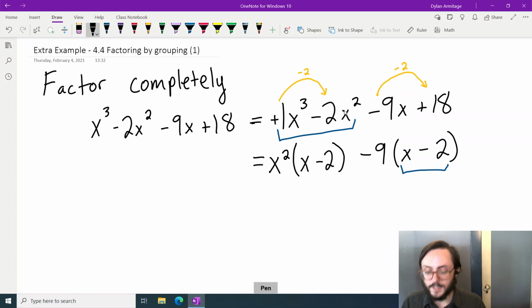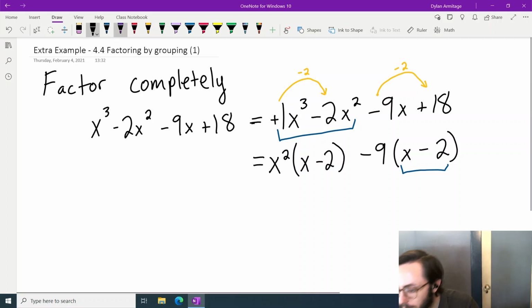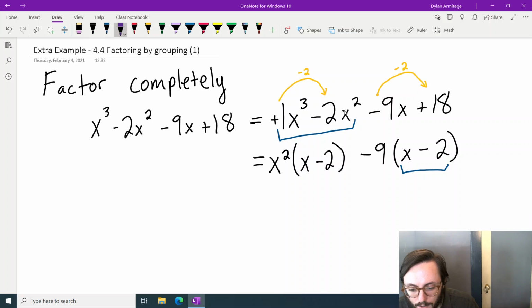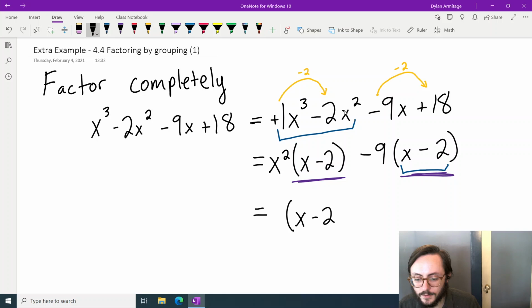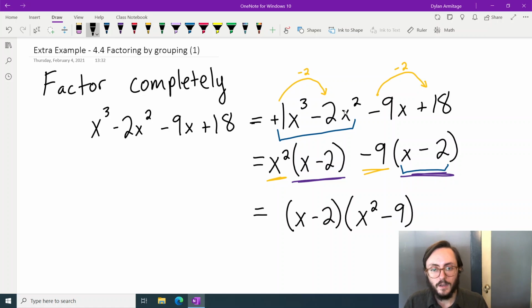At this point, we see that this is the same as this. By design, we did that. So we're going to factor that one out. So equals x minus 2. Now what we are left with is this x squared minus 9. So we have times x squared minus 9. Now we need to factor this last one a little bit more.